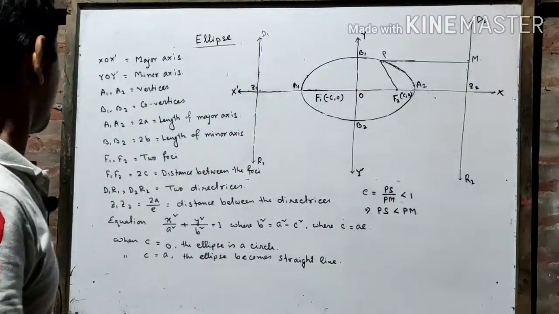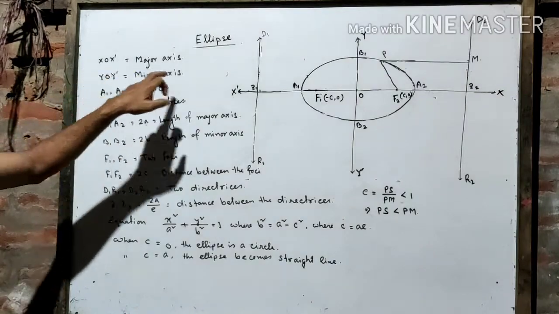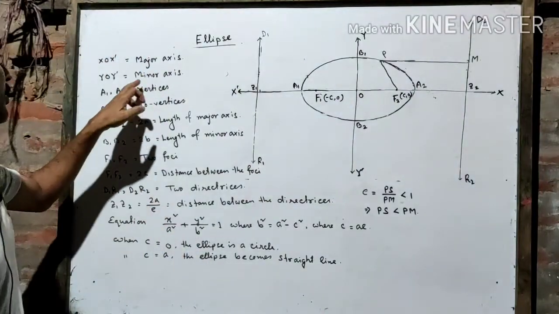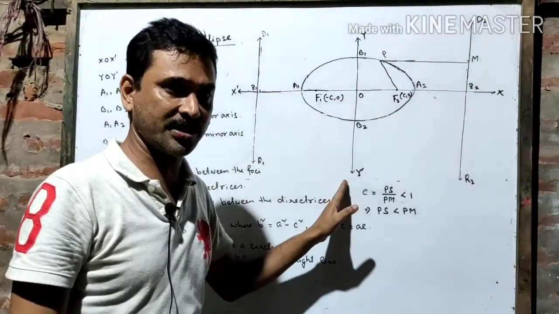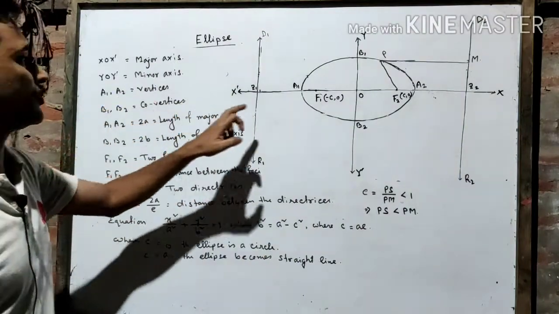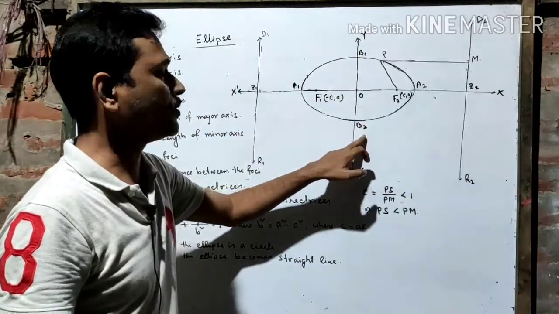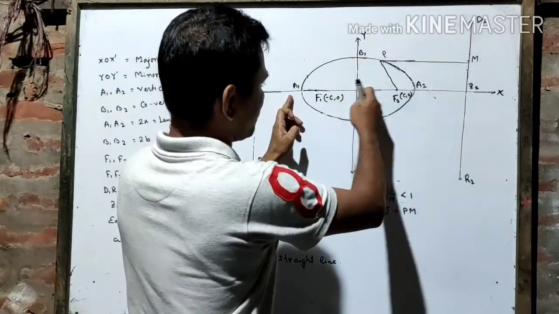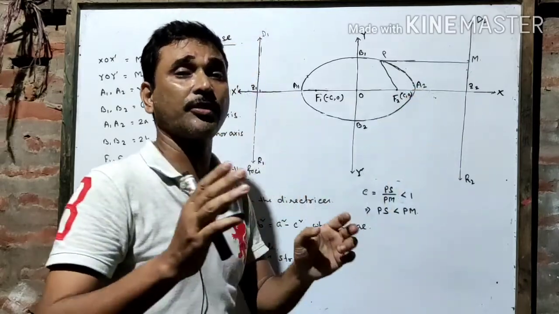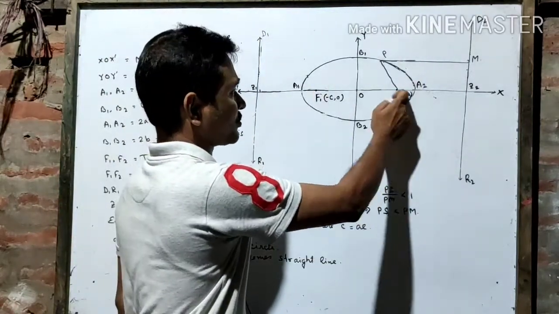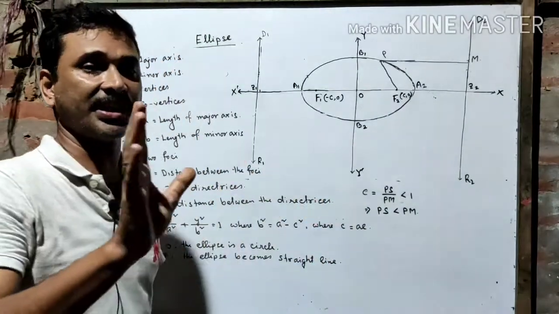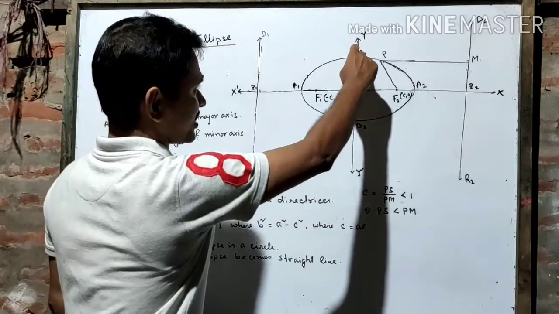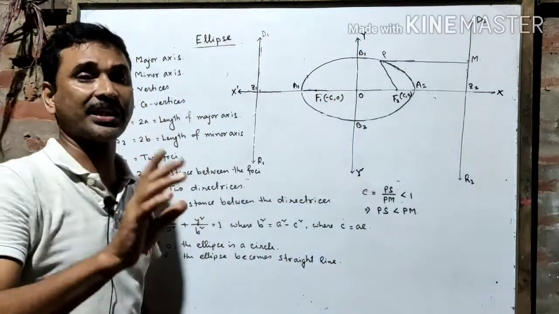Now, you see these things, XO, X dash, that is X axis is taken as the major axis, YO, Y dash, Y axis is taken as the minor axis. A1 and A2 are the vertices, B1 and B2 are the co-vertices. The distance between the points A1, A2, this length A1 A2, is called the length of the major axis, and this is generally taken as twice A. The distance between the points B1, B2, this length B1 B2, is called the length of the minor axis.